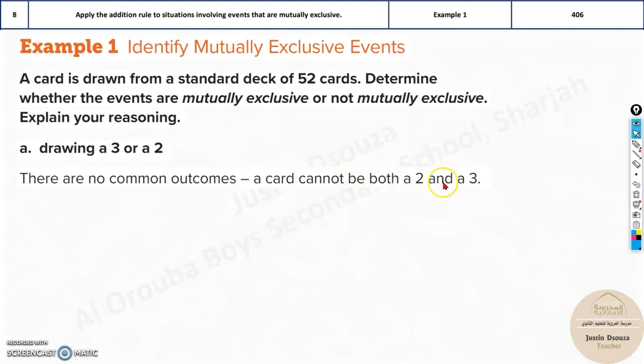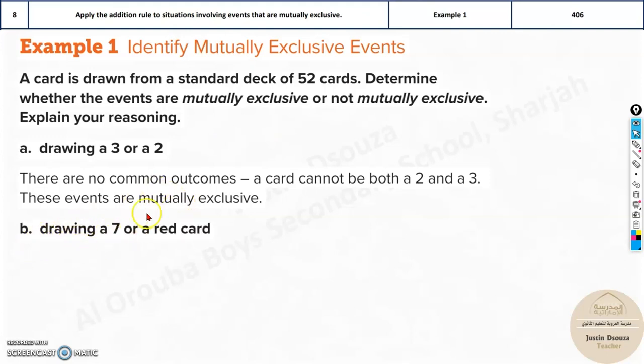A card cannot be both a 2 and a 3. So this is mutually exclusive, okay? Sorry, I'm very sorry, I misspoke earlier. Because this does not affect, they're not the same cards. They do not affect each other, isn't it? The 3 is a separate card. There are 4 cards. If you remove one, there will still be 3 remaining. Same way, 2s are separate. There are 4 2s. It's separate, nothing to do with any commonality. So they are mutually exclusive. They're unique. They're separate.